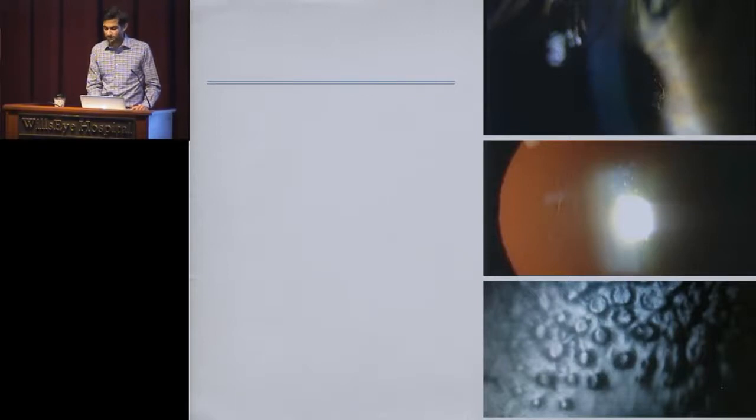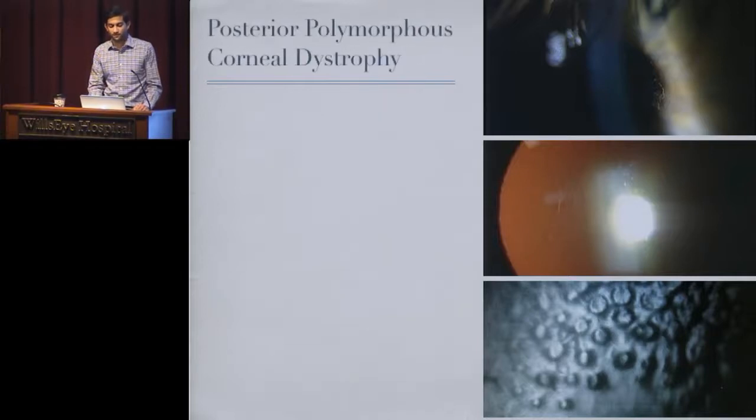All right, what's this? This is endothelial as well. Yeah, the posterior polymorphous corneal dystrophy. This is pretty rare. I think I've only seen one patient with this, and that was as a resident. Autosomal dominant.